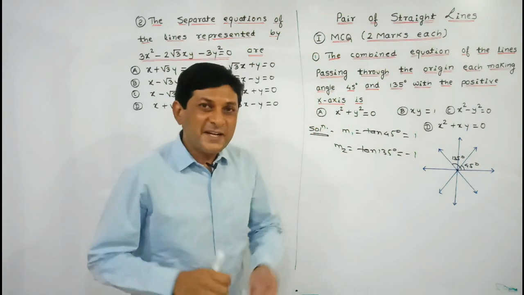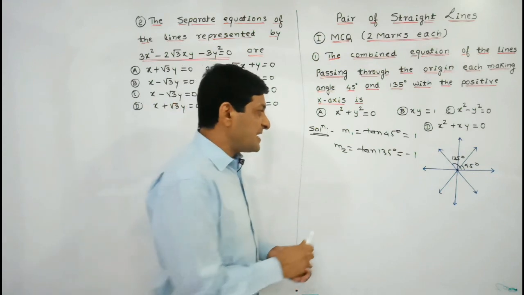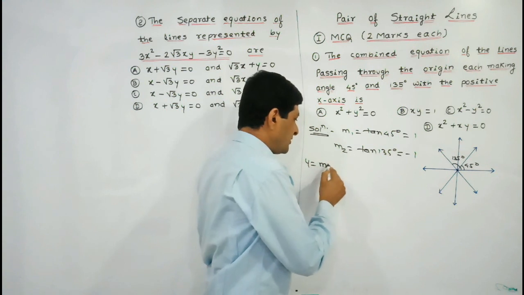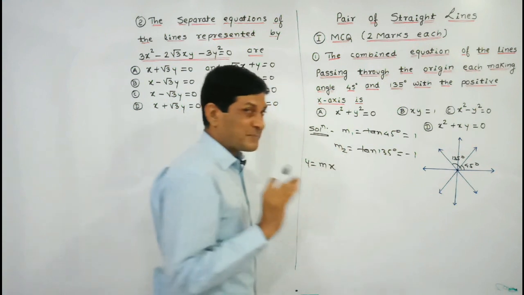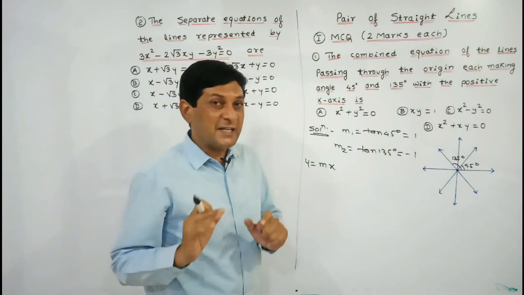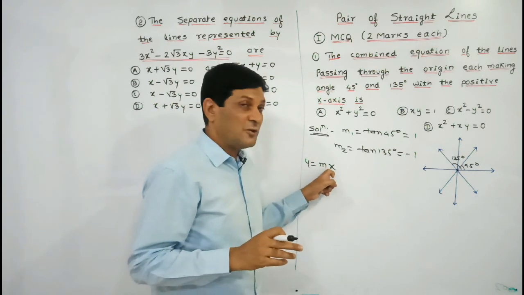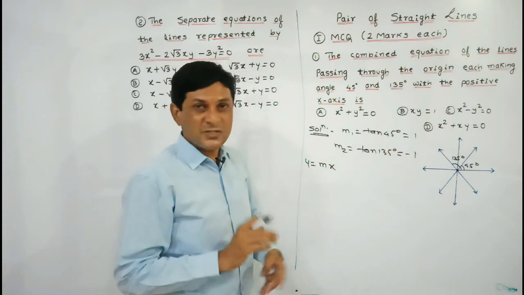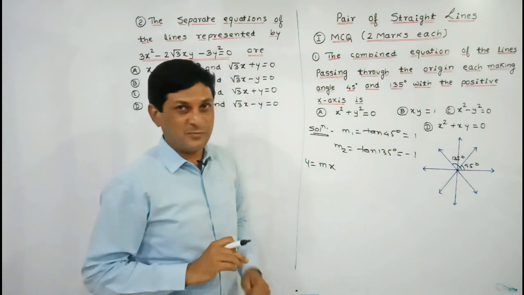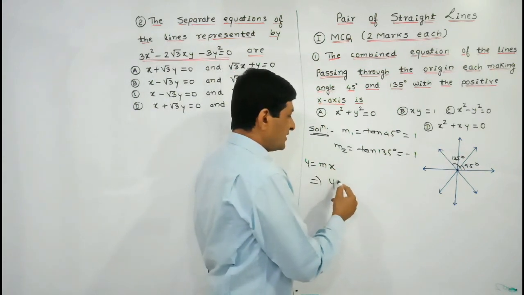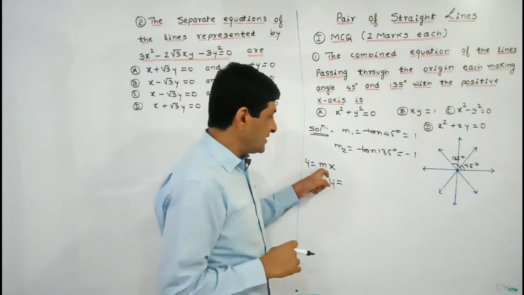Once the values of m1 and m2 are known to us, let us find the equation of the line. We know that if a line passes through the origin, at that time its equation is y equals mx. Here the constant term is absent because the line passes through the origin. Here plus c becomes 0 because if a line passes through the origin, the constant term is 0.